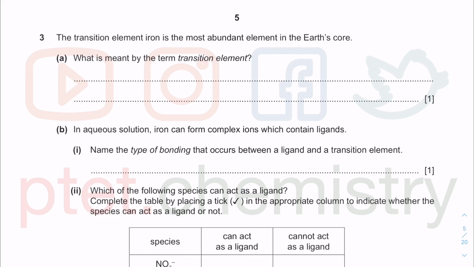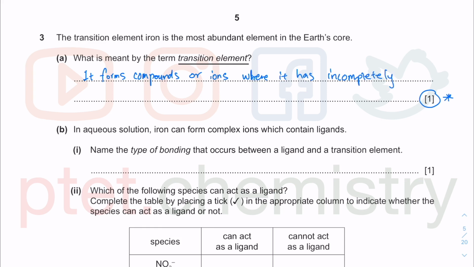In this next question number 3, we have transition element. So what's the definition of a transition element? As you know from the syllabus, it forms compounds or ions where it has incompletely filled d orbitals. So if you have completely filled d orbitals, then it can't be considered a transition element.